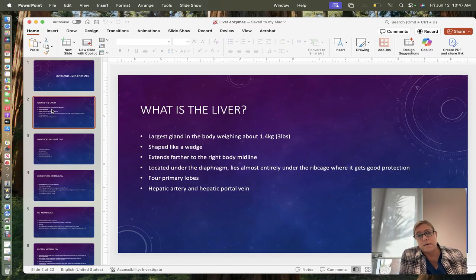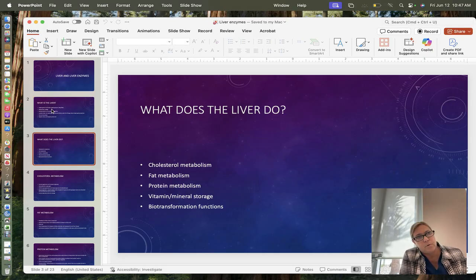It's on the right side of the patient's body, and it extends further to the right body to the midline. It's located under the diaphragm. It lies almost entirely under the rib cage where it gets really good protection there. It has four primary lobes. It has a hepatic artery and a hepatic portal vein.